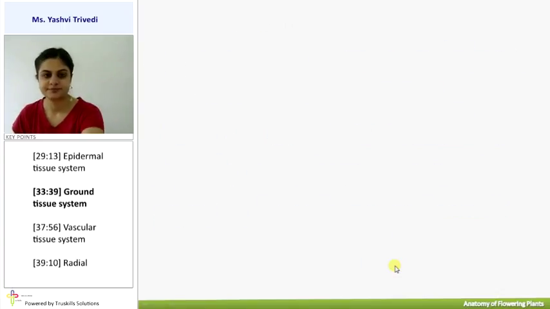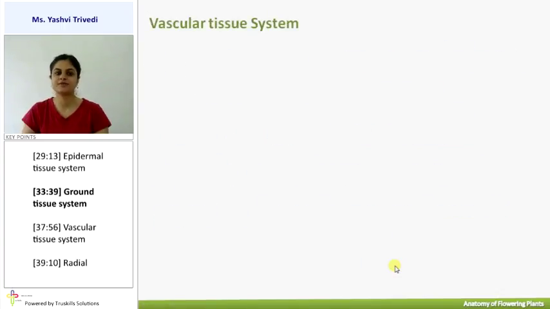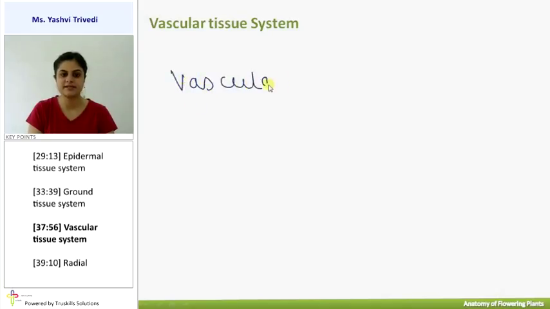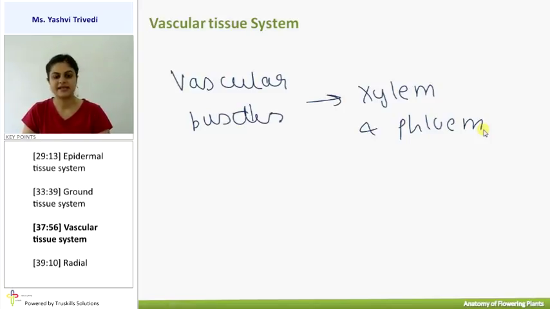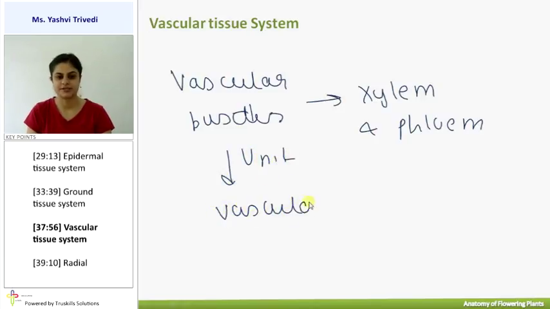Next is vascular tissue system. Those system which contain vascular bundles is called vascular tissue system. The vascular bundles are xylem for the transportation of water and minerals, and phloem for the transportation of food materials prepared by photosynthesis. So basically we can say that vascular bundles are unit of vascular tissue system.